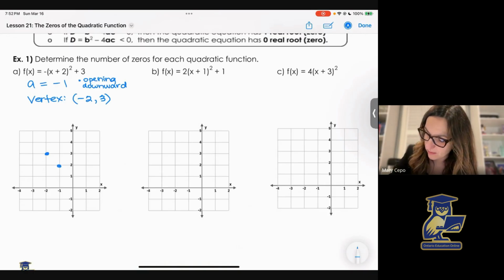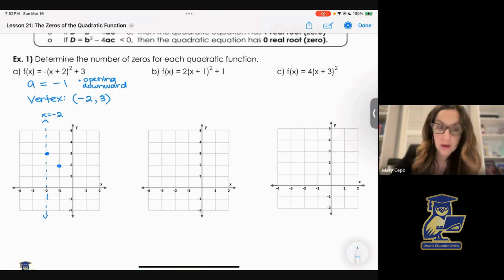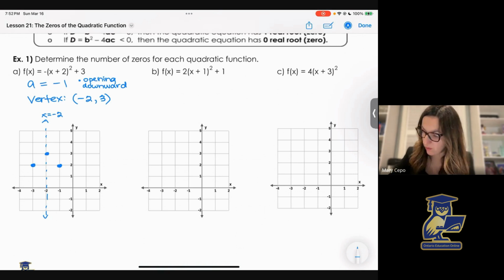So we know, again, quickly draw my axis of symmetry. Because I have that axis of symmetry, to the left, I have another coordinate. But let's add another point. Let's say when x is 0. 0 plus 2 would be 2. 2 squared is 4 times negative 1. So negative 1 times 4 would be negative 4 plus 3 would be negative 1. So at 0, we're at negative 1.